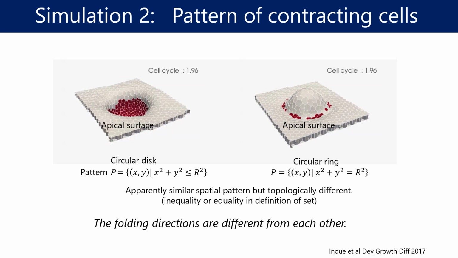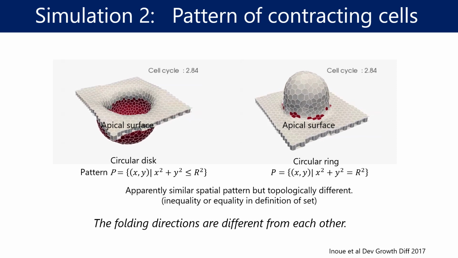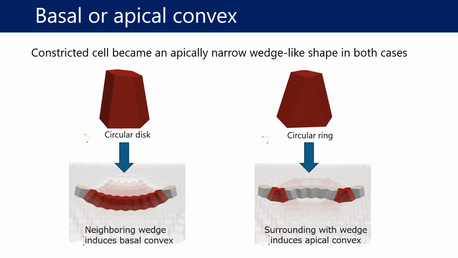This raises an intriguing question. Why does the circular ring pattern produce an apically convex tissue shape? Focusing on the cellular shape, we can see that apically constricted cells became an apically narrow wedge-like shape in both cases. In the circular disc, wedge-like cells locate next to each other. Thus, the tissue shape became basally convex. On the other hand, wedge-like cells do not locate next to each other along the radial axis of the ring. At the boundary between contracting and non-contracting cells, the non-contracting cell tilted toward the apical direction to align cell shape to the wedge-like cells. Therefore, from this geometrical restriction, the tissue shape became apically convex.